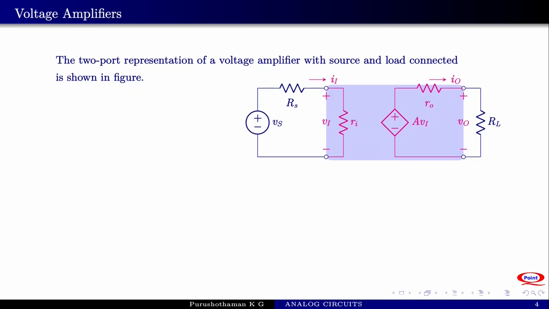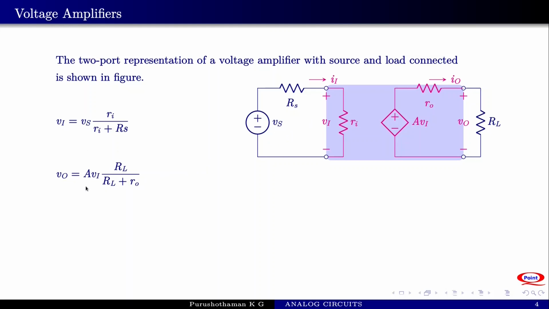Our aim is to find the gain of the amplifier, Vo by Vs, and the conditions under which the gain is maximum. For that, we first calculate Vi, which is the voltage across the input resistance of the amplifier and is given by Vs into Ri by Ri plus Rs by using the potential divider rule. Similarly, the output voltage Vo equals A Vi into RL by RL plus Ro by the potential divider rule, and we know Vi is Vs into Ri by Ri plus Rs.